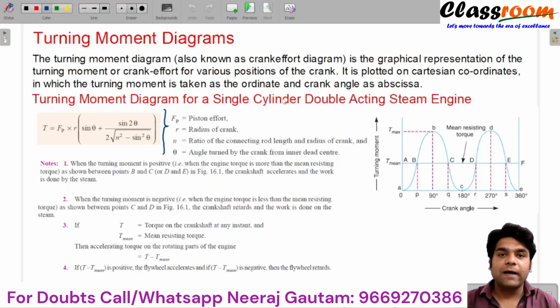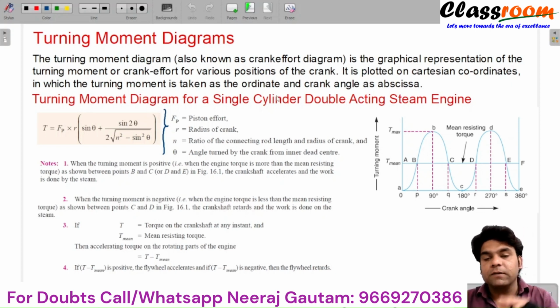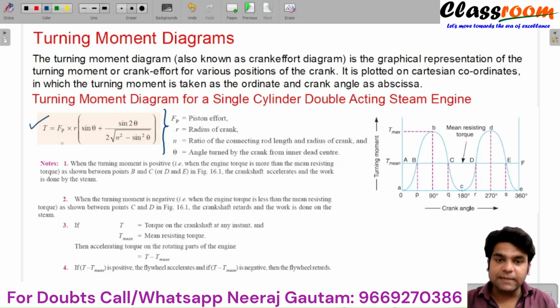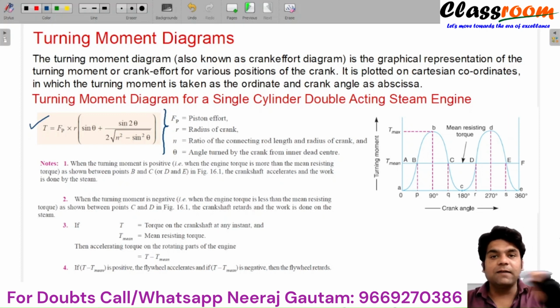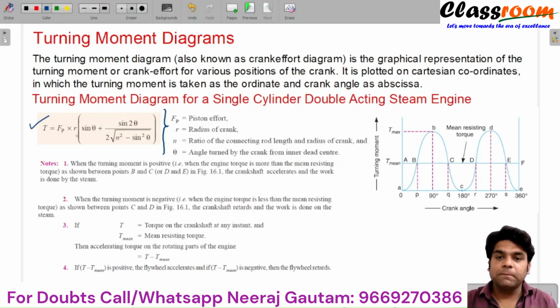We know that as the crank is rotating, the theta value changes, and according to this relation, the value of the turning moment developed at the engine crankshaft is also changing. The plot between the variation of this theta angle, that means the angle turned by the crank, and the turning moment developed is called the turning moment diagram.